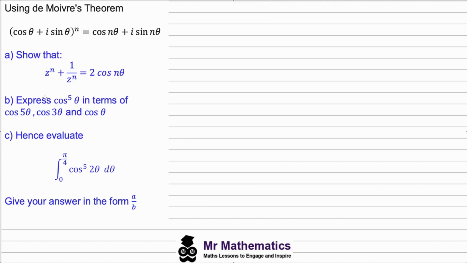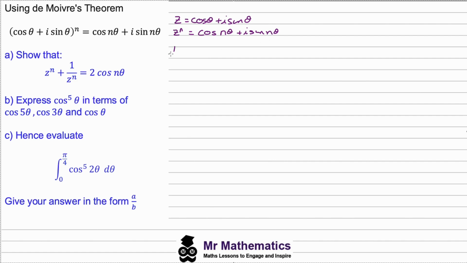So if we begin with example A, we need to show that z to the n, where z is a complex number, plus 1 over z to the n equals 2 cos n theta. So we'll begin by saying that the complex number z is equal to cos theta plus i sine theta. Then if we raise z to the power of n, this will give us, using the Moivre theorem, cos n theta plus i sine n theta.